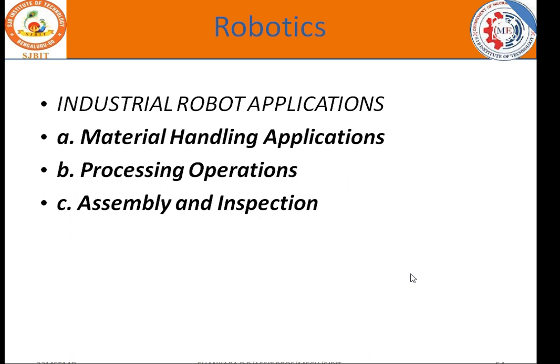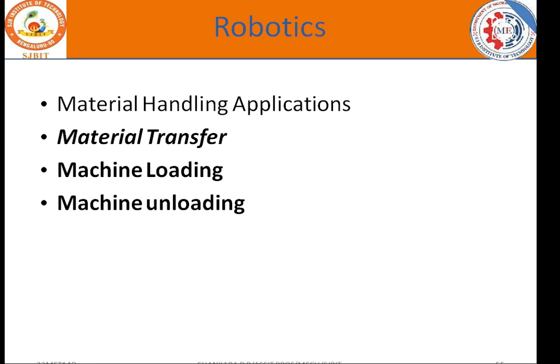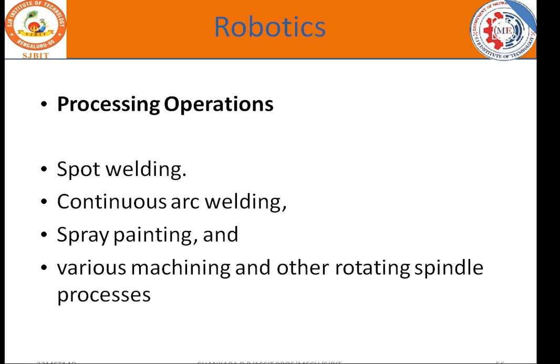Industrial robot applications include material handling, processing operations, assembly and inspection. Material handling operations are material transfer and machine loading and unloading. Processing operations carried out with the help of robots are spot welding, arc welding, spray painting, various machining and other rotating spindle processes.